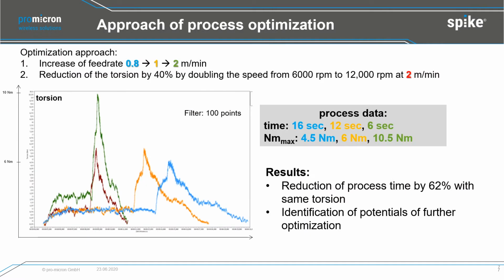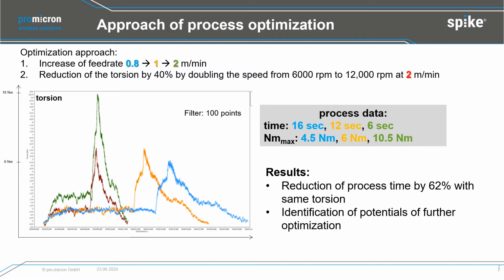A second approach for process optimization, mainly driven by the effect that you want to increase productivity, is that you increase the feed rate. I think this is clear to everyone, and it's clear to everyone that if you increase the feed rate, the force level will also go higher, will increase. We had the same effect here. We are now looking at torsion with 100 points. The first process is the blue one, then the orange one with 1 meter per minute feed rate, and the green one is even double feed rate again.